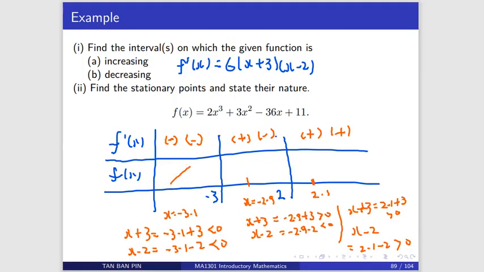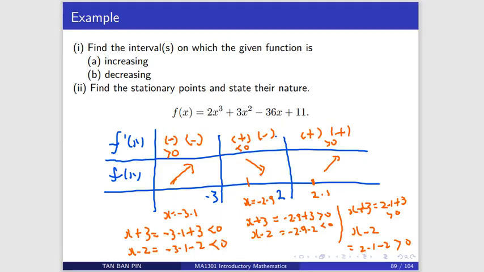Positive means increasing. So it means f prime will be positive here. So f is increasing. Here will be negative. So decreasing. Here is positive. So increasing. So with that, you can answer the question, which interval is increasing, which interval is decreasing.